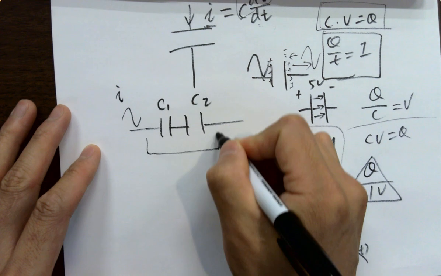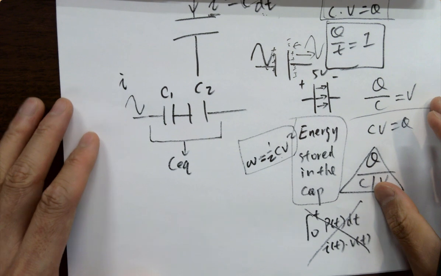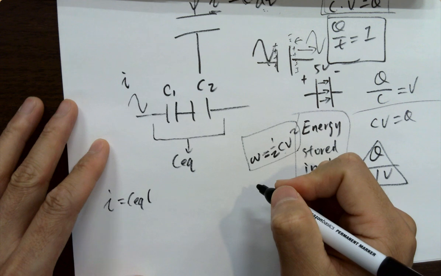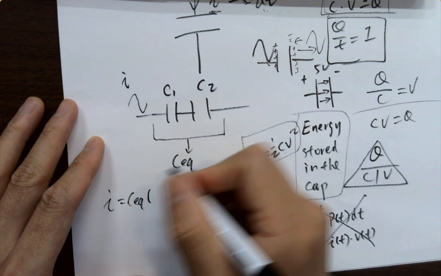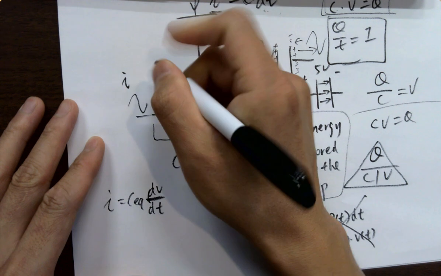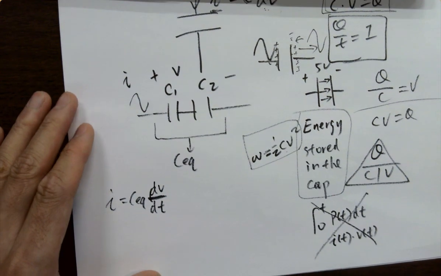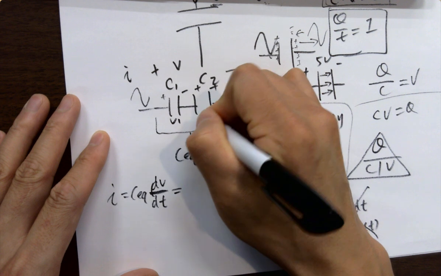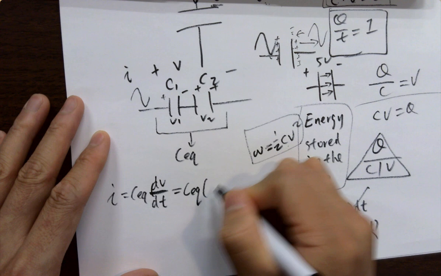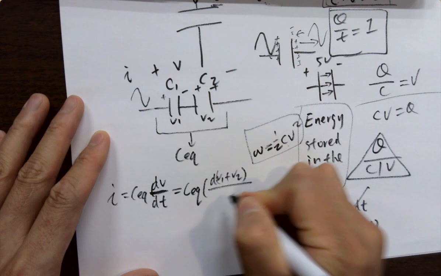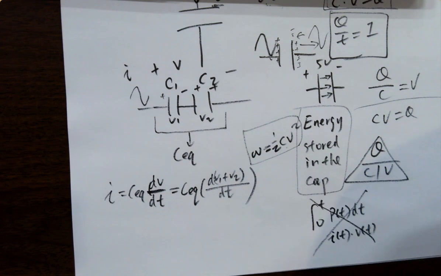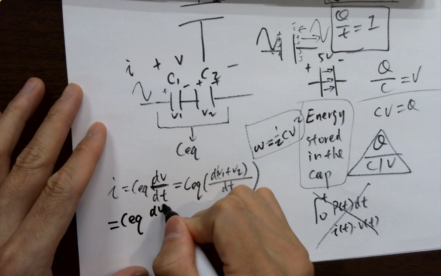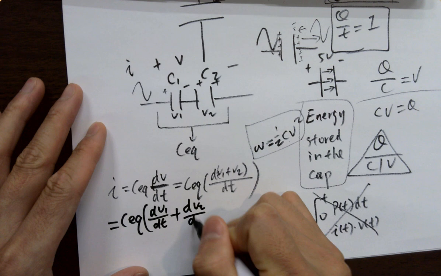So we're trying to calculate the equivalent capacitance. Overall I equals C equivalent dV/dt, right? That's plus minus V. No problem so far. And since V is the two voltages added together, V1 and V2, eventually this equals C equivalent d(V1 plus V2)/dt, and that equals C equivalent times (dV1/dt plus dV2/dt).